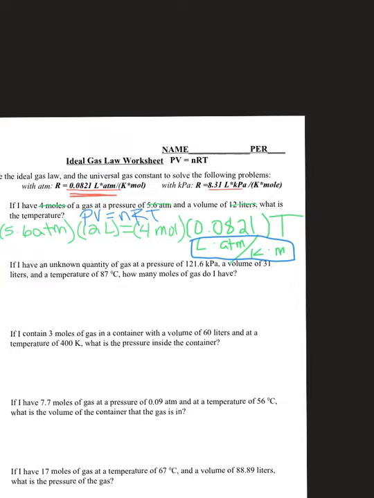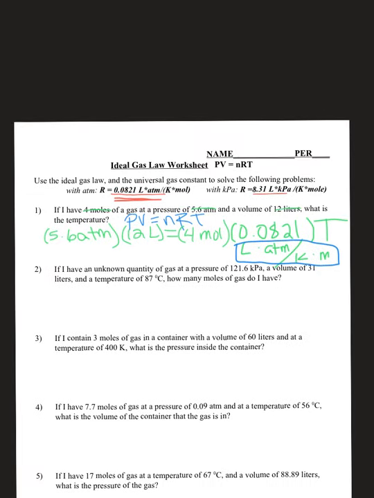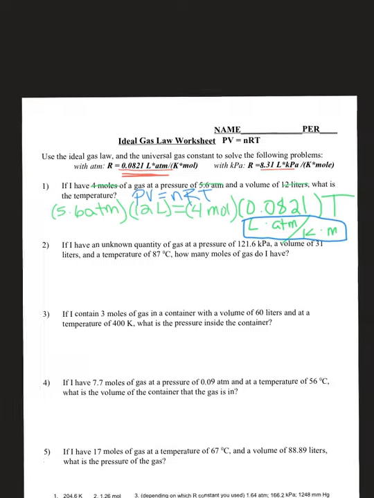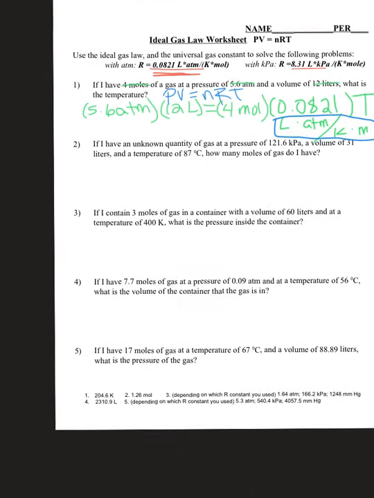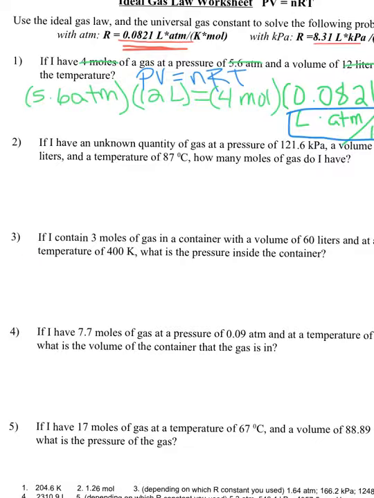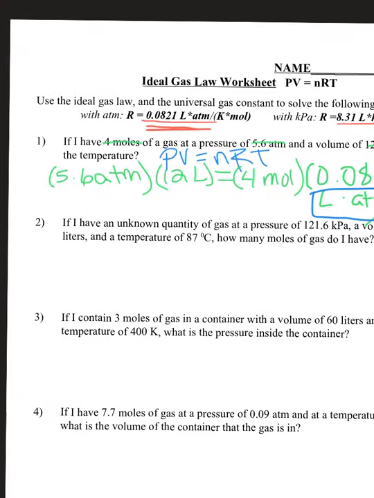Okay, now here is everything plugged in. And if you want to check your work, that's another reason why I put the answers on the bottom, so you can check your work. You will get your calculator. You would plug all these numbers in your calculator, work it out, and you should get 204.6 Kelvin.